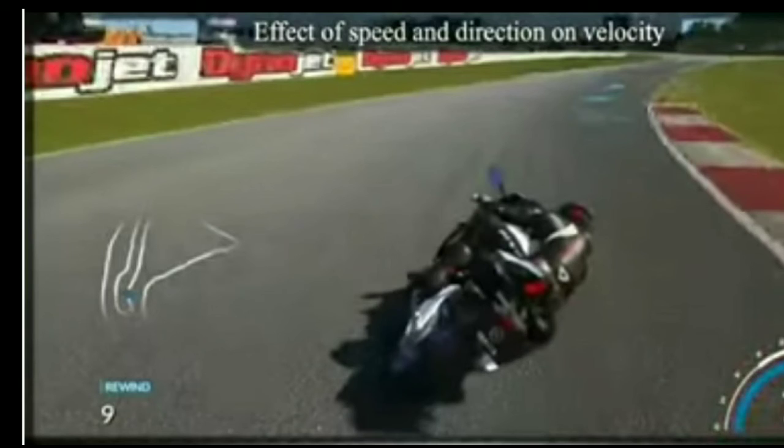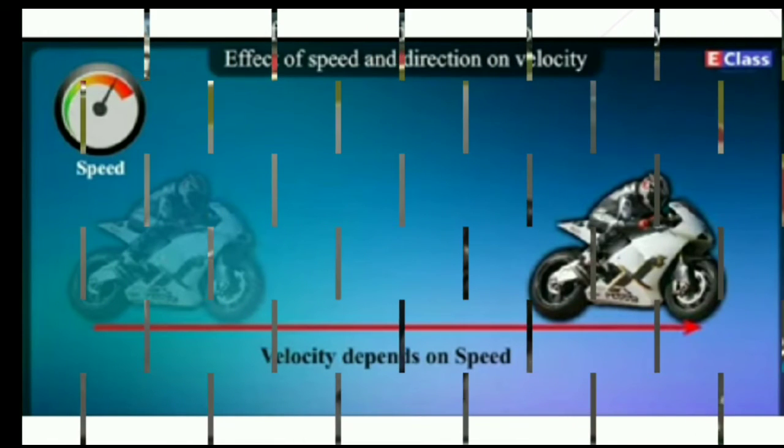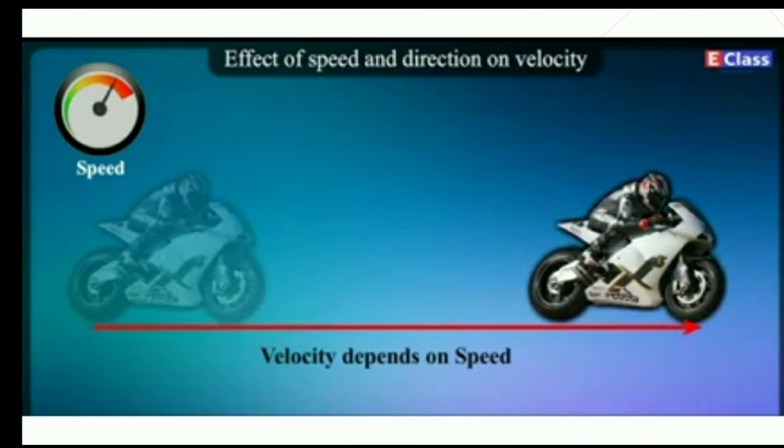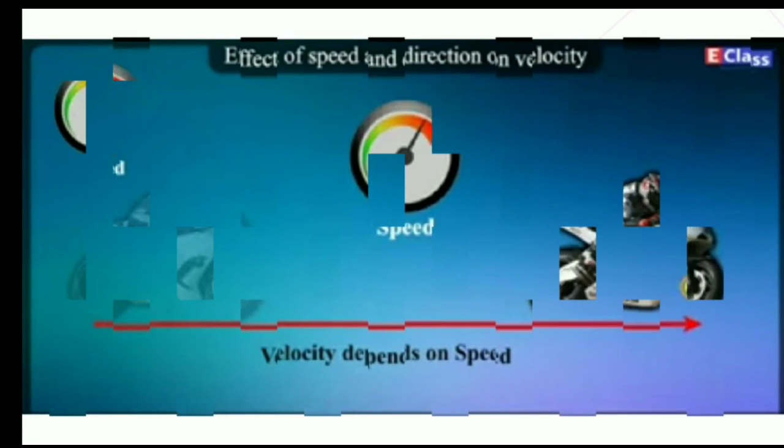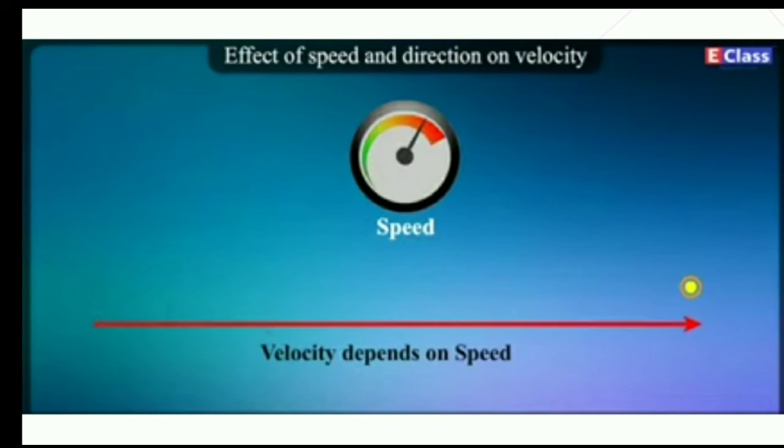Now children, it is very clear from all this that velocity depends on speed as well as direction. Velocity changes by changing the speed while keeping the direction the same. If the direction is not changed, and only the speed is changed, the velocity will also change.